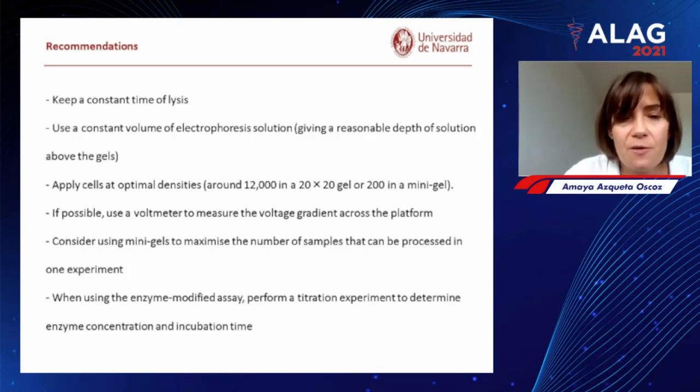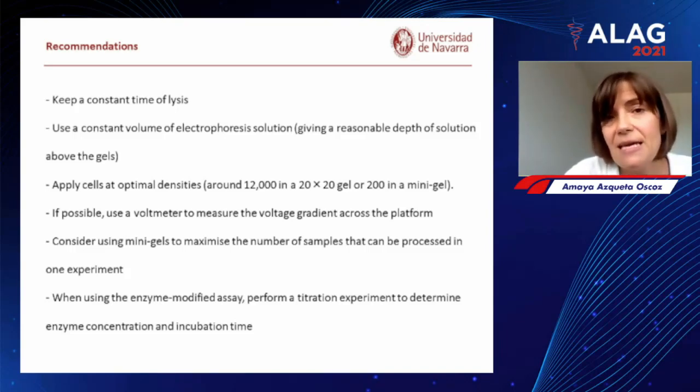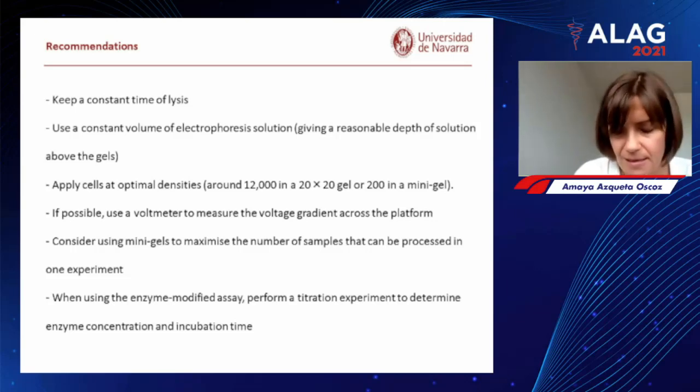Consider using mini-gels to maximize the number of samples that can be processed in one experiment. When using the enzyme-modified Comet assay, perform titration experiments to determine enzyme concentration and incubation time. So do it in your lab with your equipment and with your protocol. Even if someone from another lab gives you an enzyme and explains the conditions to use it, it is better to perform titration experiments in your lab, in your conditions with your equipment.